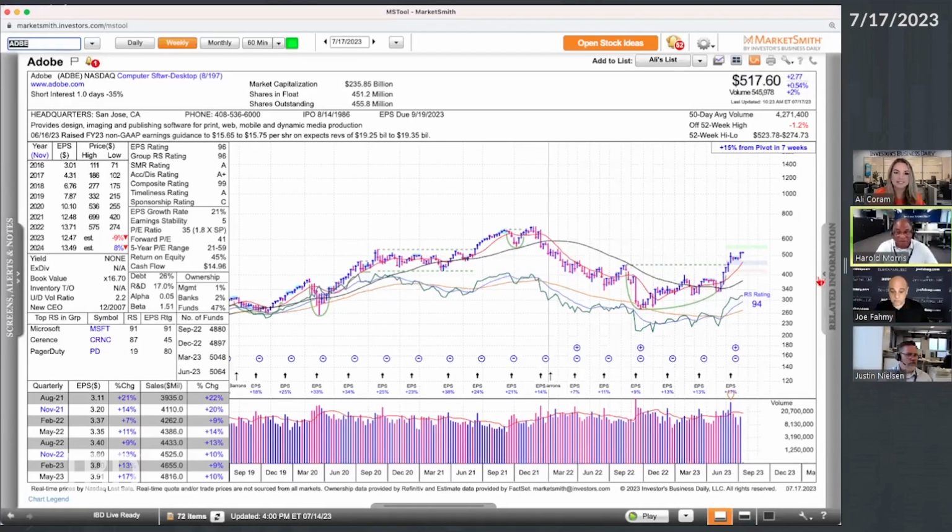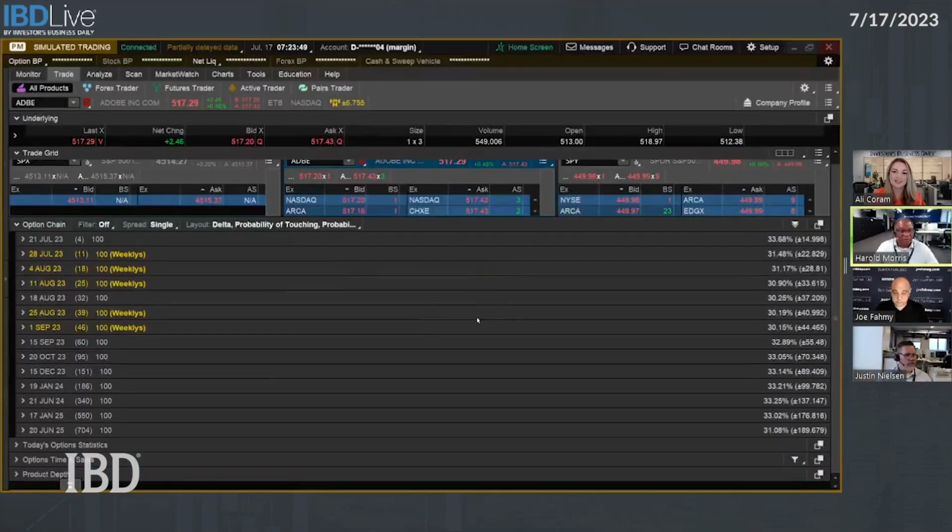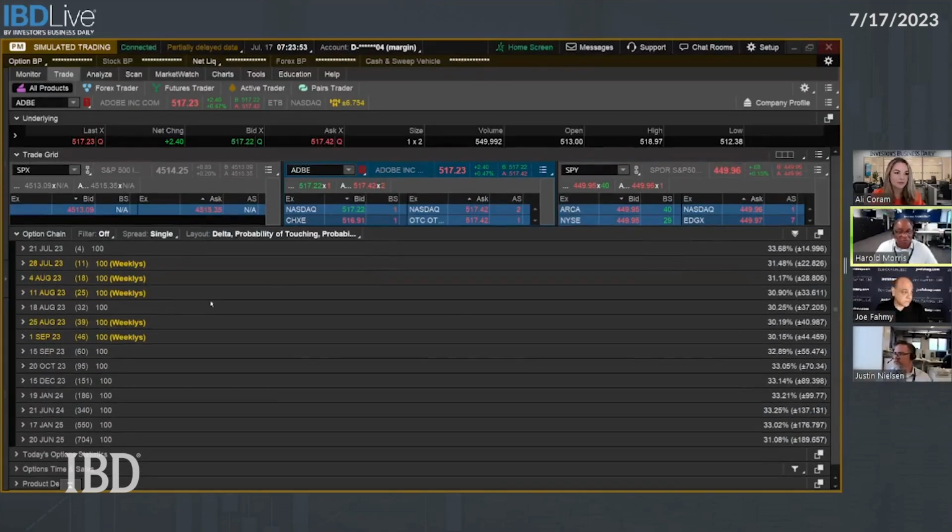So I'm going to do a bullish option trade on this. It's going to be a bull put spread. So let me share my screen here. All right, so I've got my trading platform open and I increased the font size, so hopefully everyone will be able to see this. So we're looking at Adobe.